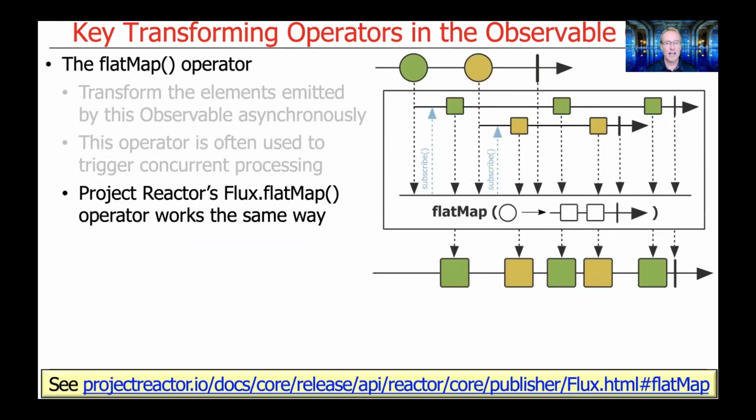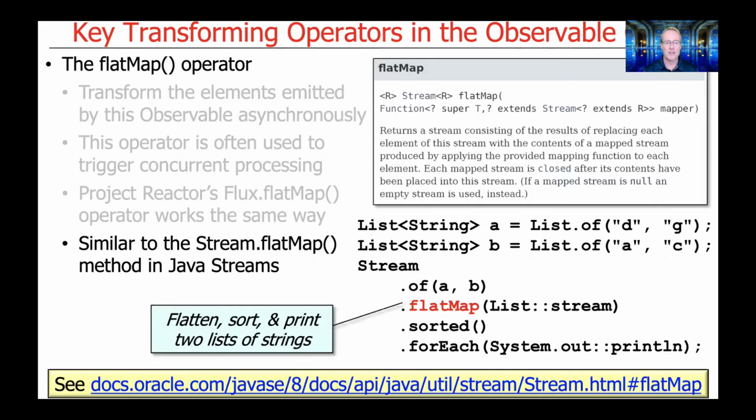Project Reactor has a Flux class whose flatMap operator works in essentially the same way as RxJava's flatMap works. These work similar to, but not really quite identical to, the flatMap method that's defined in Java streams in its Stream interface. Here's an example of using a stream flatMap to take two lists and flatten them. So we end up, rather than having a stream of lists of strings, with just a stream of strings.